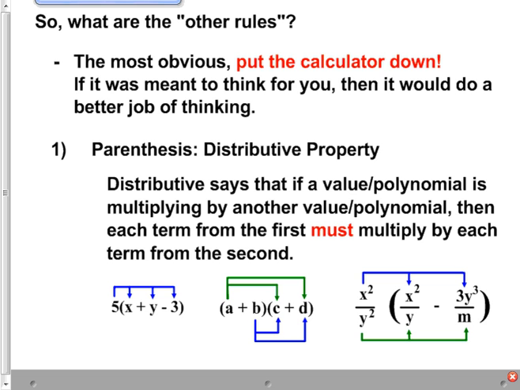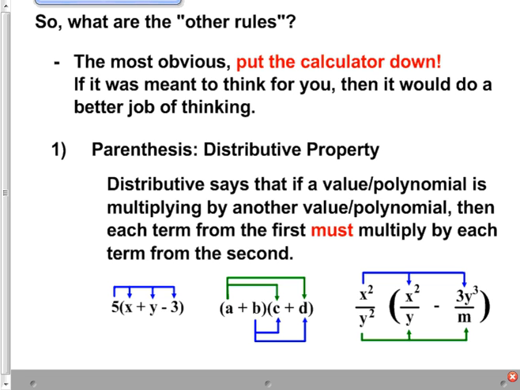On the left side of the problem, we have a monomial, which is the 5, being multiplied by a trinomial, which is the x plus y minus 3. Since 5 is multiplying times the set of parentheses, then it must multiply times everything inside of the set of parentheses. So it must distribute to hit the x and the y and the negative 3.